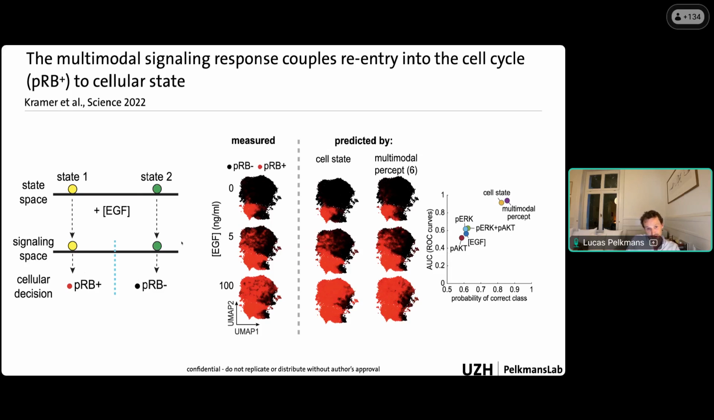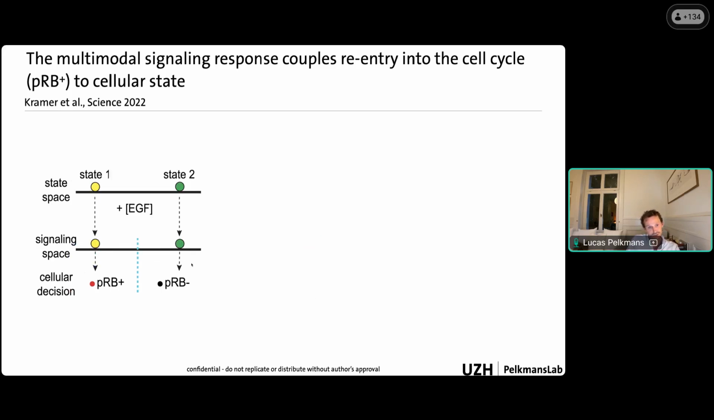Now, to test this functionally, we decided to use a perturbation approach. So in other words, can we have perturbations that allow us to not alter the cellular state, but to alter the position of these cells in signaling space? If we can do that, then for an individual cell that has a certain state, we should be able to push it to make a different decision.